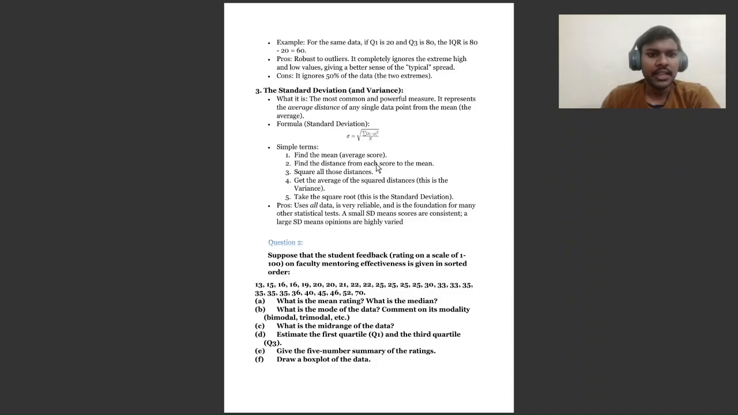The third measure is standard deviation. This is the most widely used measure of dispersion. To compute it, we follow these steps. Step 1 is compute the mean of the data. Step 2 is subtract the mean from each observation. Step 3, we square these deviations. Step 4 is compute their average, which is the variance. And the final step is take the square root to get the standard deviation. A small standard deviation implies that feedback scores are very consistent, while a large one indicates high variability.